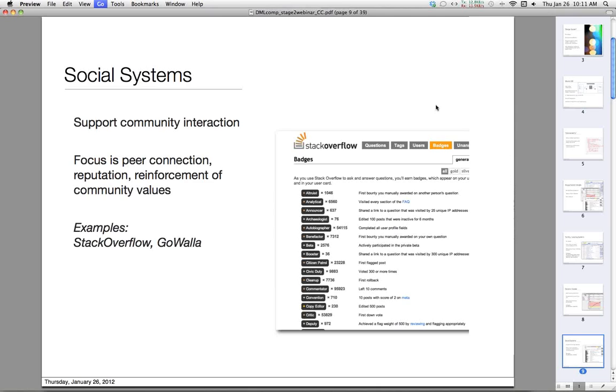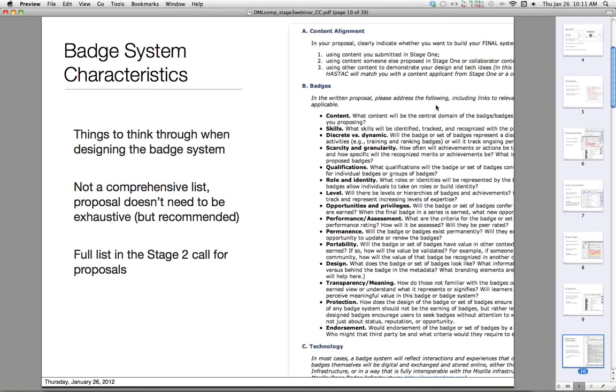Let's now take a step back and think about the badge system's characteristics, actually step forward and take into consideration the badge system characteristics. As you've seen on the website already, there's a whole list of content to take into consideration, a whole bunch of different areas of interest. These are some things that we just want you to consider as you step through designing a badge system. Obviously, this is not a comprehensive list. There's lots of content within that list, but also lots of things that we have not addressed.